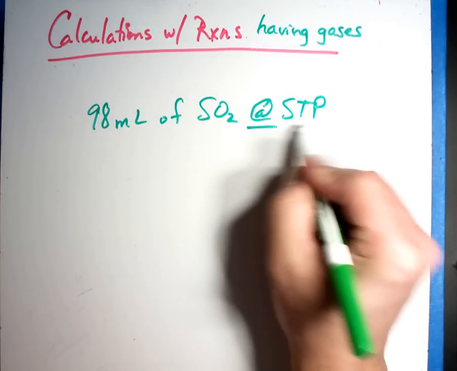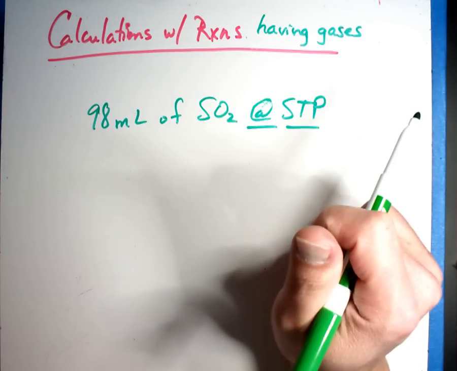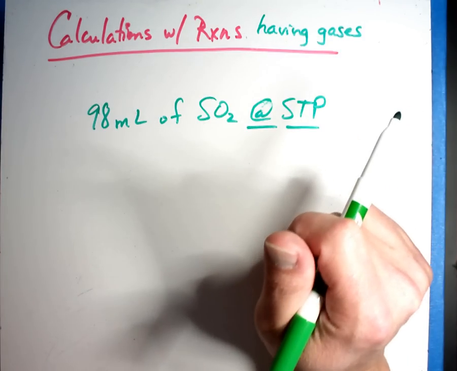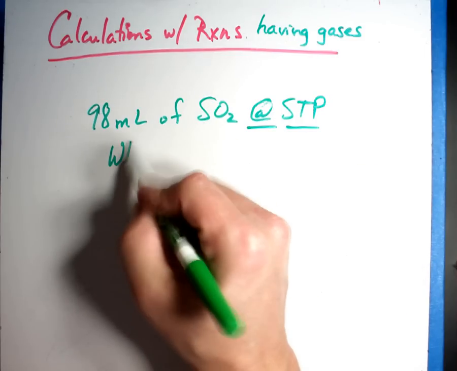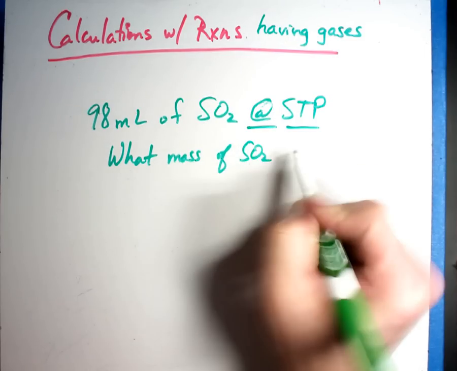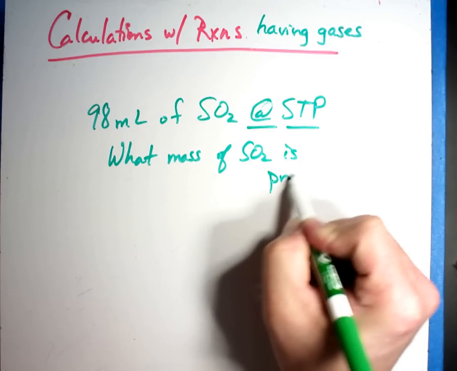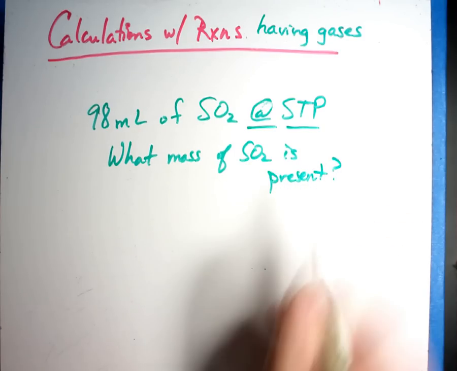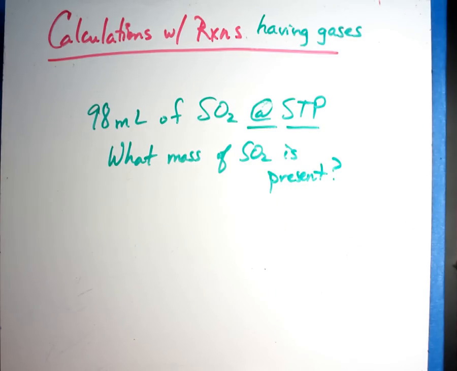As soon as you see that, that should kick off something in your brain. At STP, it wants to know what mass of SO2 is present. The mathematics here is very, very simple. If you give them a second to copy the question, then we'll work it together.